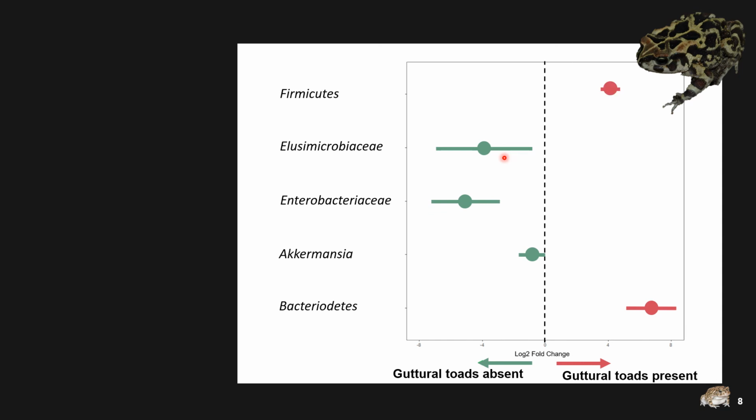Lastly, we also see an increase in firmicutes, which are important for the fermentation in the gut, which could also potentially support the hypothesis that their diet is potentially shifting.